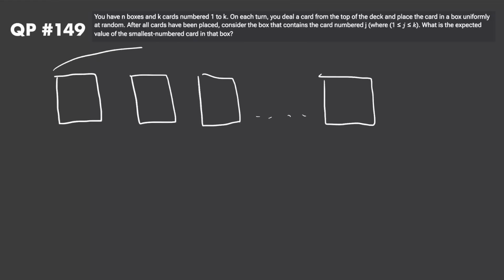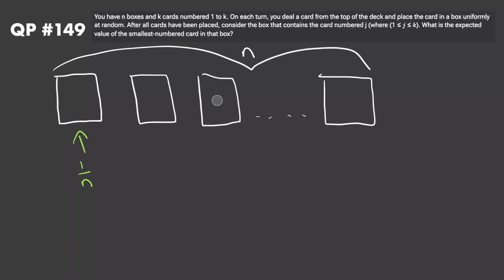So essentially what's happening here, if these are my N boxes, well then I'm going through all my cards that are numbered 1 through K. So for card number 1, I'm going to have a uniform chance of placing it in any of these boxes. So it could go in this one, it could go in this one, it could go in any of them. Because it's uniform, the probability of going in any box is going to be 1 divided by n. So for card number 1, I have a 1 out of n chance of going in this box. I have a 1 out of n chance of going in this box, I have a 1 out of n chance of going in this box.